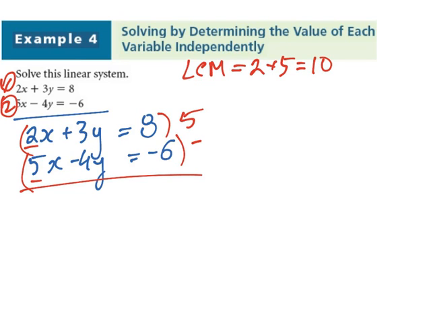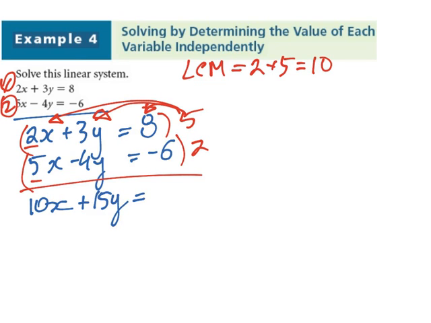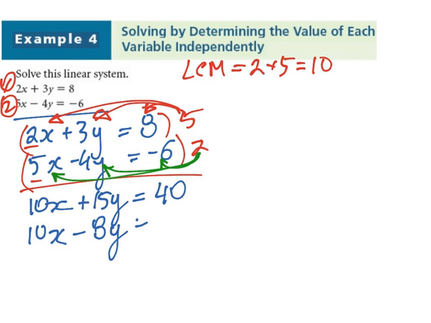Don't forget that we have to multiply the 5 by each and every term inside the equation. So 5 times 2 is 10x, 5 times 3 is 15, and 8 times 5 is 40. Then we're going to do the same thing with the 2. We're going to multiply the 2 by each and every coefficient and term in the equation. So we get 5 times 2, which is 10x, 2 times negative 4, which is negative 8, don't forget the y, and negative 6 times 2 is negative 12.